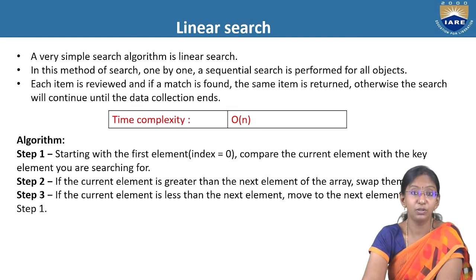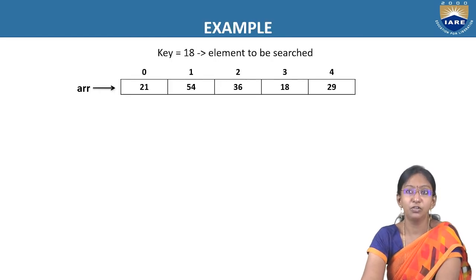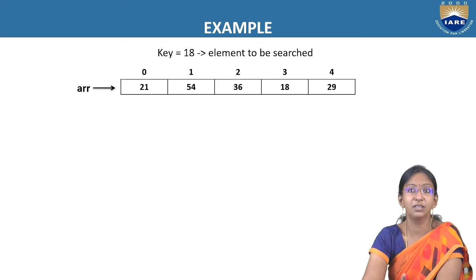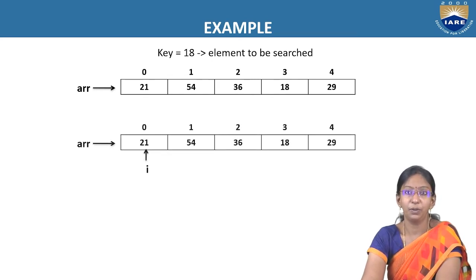So have a look at this example. I'm searching for 18 over here. This is an unsorted list. First of all, compare it with 21. As 21 is not equal to 18, increment the pointer i.